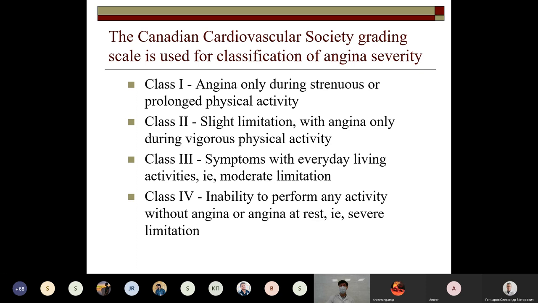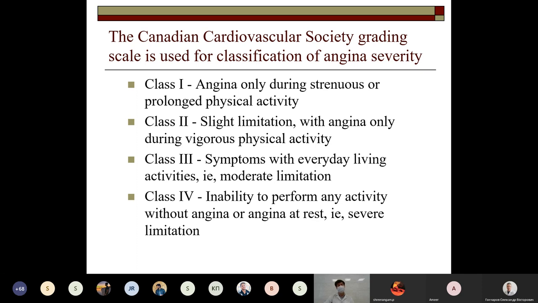After identifying the patient as having typical angina, please qualify what class of severity of this disease is present. We usually use the specific questionnaire named the Canadian Cardiovascular Society grading scale. We can see on this slide the four classes. Class 1 is characterized by angina only during strenuous and prolonged physical activity. Class 2, slight limitation, with angina only during vigorous physical activity. Class 3 is associated with symptoms that appear in everyday living activity and moderate limitation of the patient. And class 4, inability to perform any activity without angina, or angina at rest.